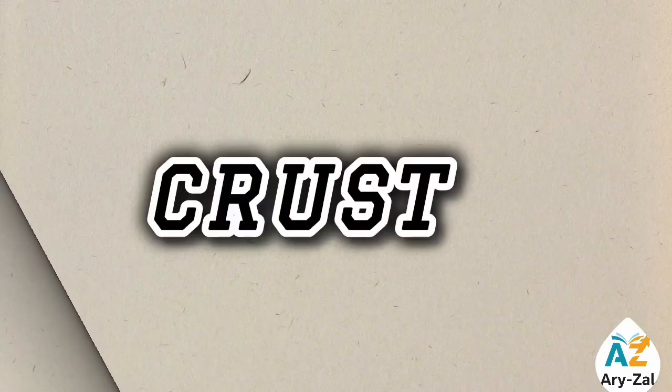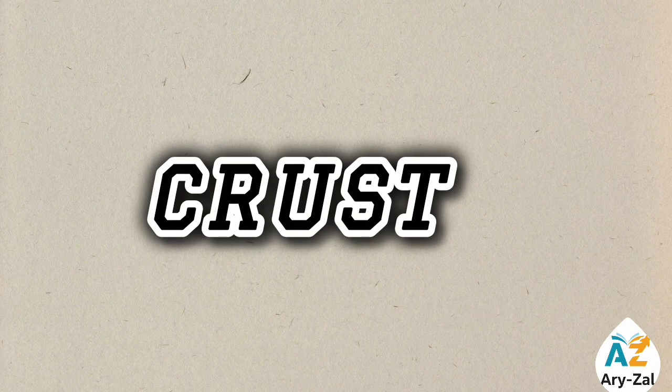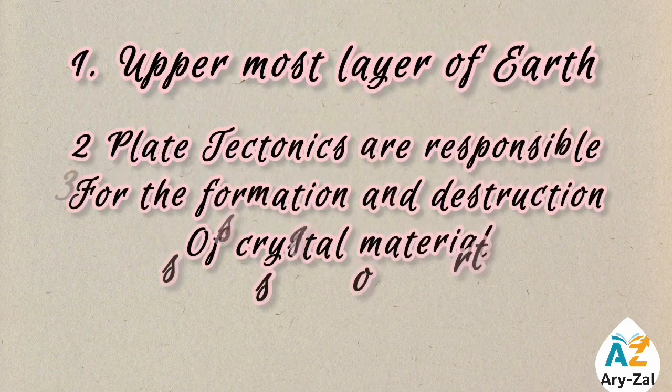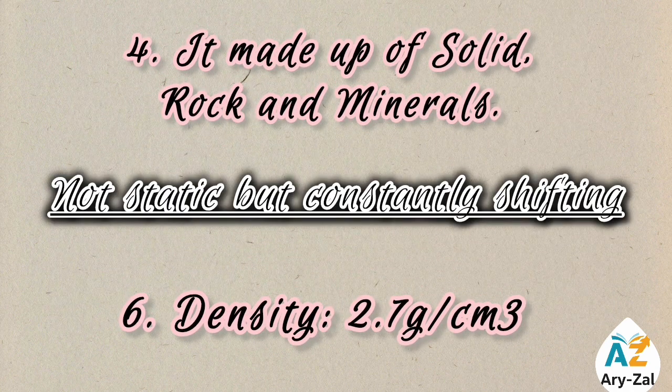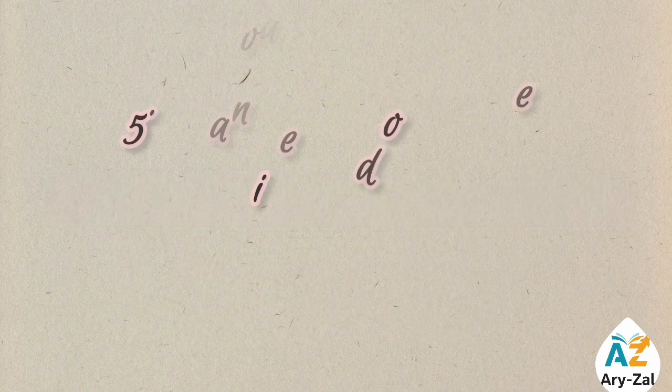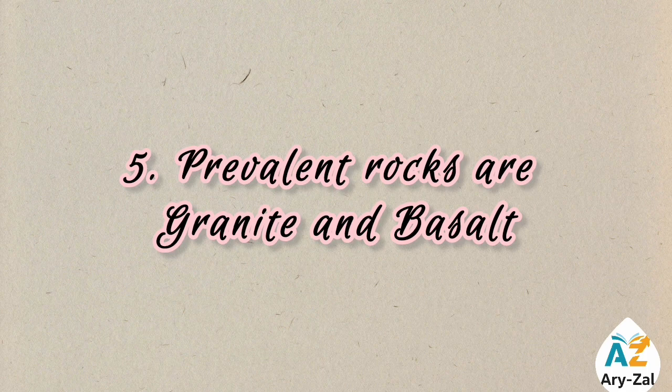Now our journey starts with the crust, the uppermost layer of the Earth, which possesses 1% of the Earth's mass. This layer is delicate like an apple peel, the thinnest layer of the Earth. But the crust is not a static and motionless layer either. It is constantly shifting and reforming thanks to plate tectonics, which are responsible for the formation and displacement of crustal materials. The prevalent rocks present in the crust are granite and basalt.